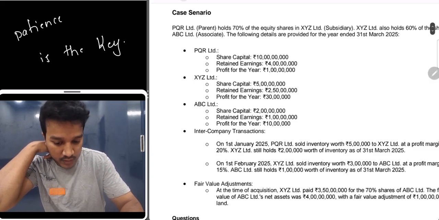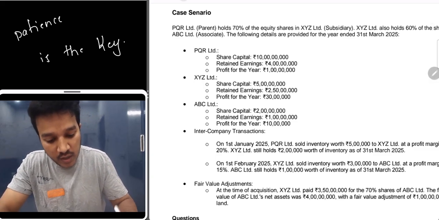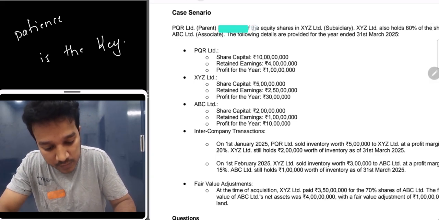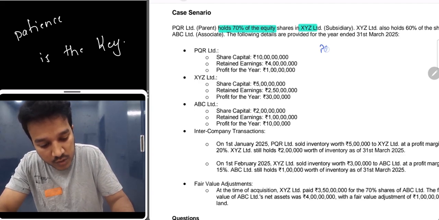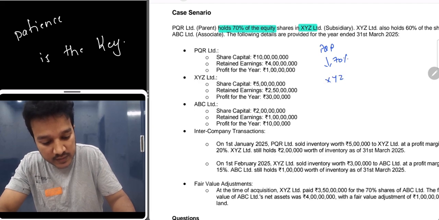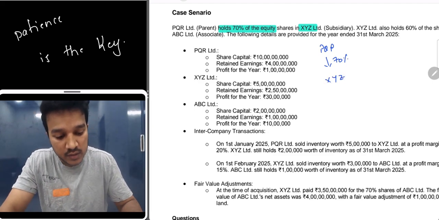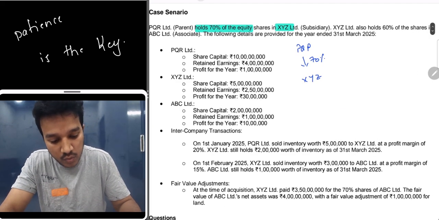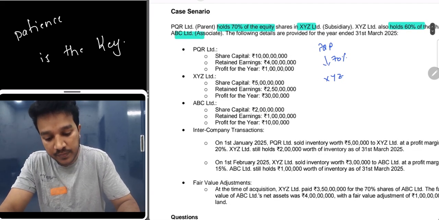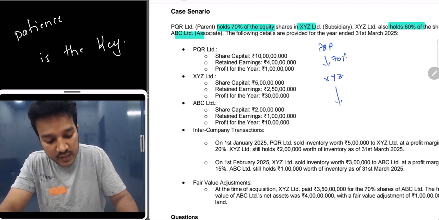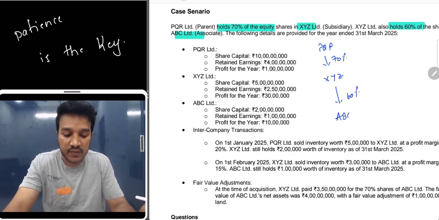So first of all, in this question they have given us PQR Limited is holding 70% equity shares in XYZ Limited. So PQR holds 70% in XYZ. Perfect, till here it's fine. And then XYZ again holds 60% of shares in ABC Associates. Okay, what is happening? XYZ again holds 60% in ABC. Till here we have understood.